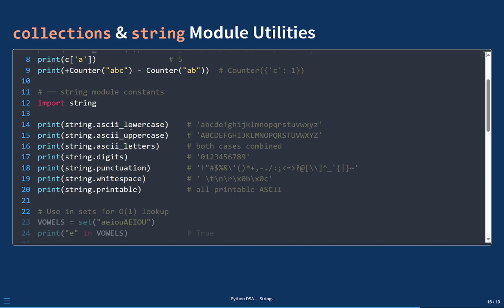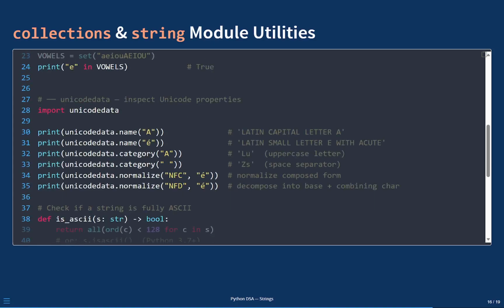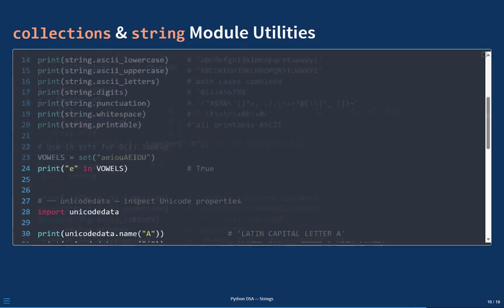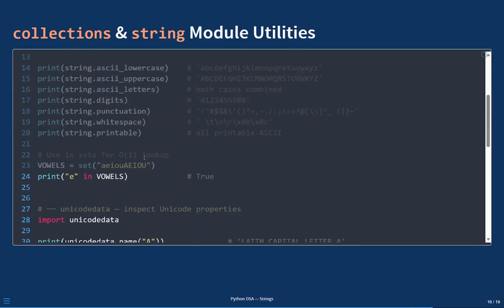Click. The string module provides pre-built character set constants as strings. string.ascii_lowercase, string.digits, string.punctuation, string.printable. All available as plain strings you can iterate, join, or convert to sets. Converting to a set gives you O(1) membership testing instead of O(n), which matters when you're checking millions of characters.